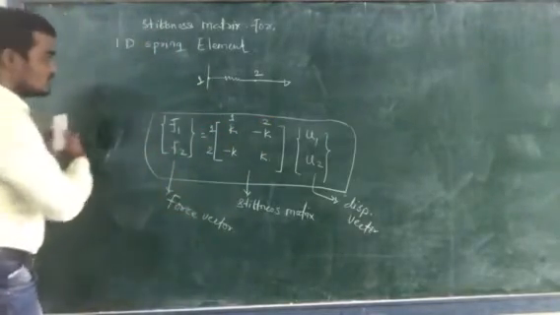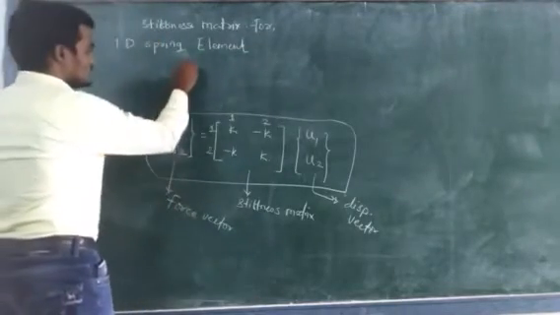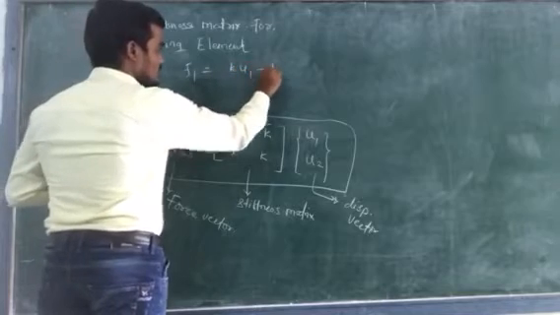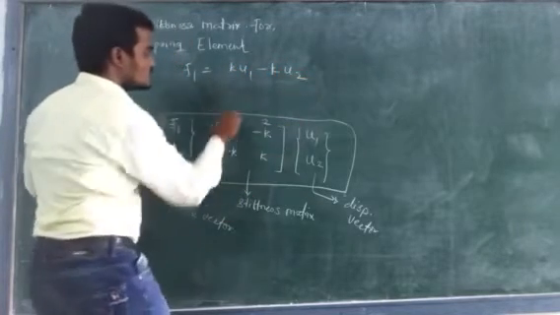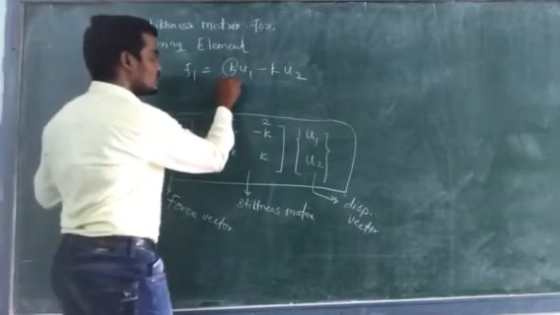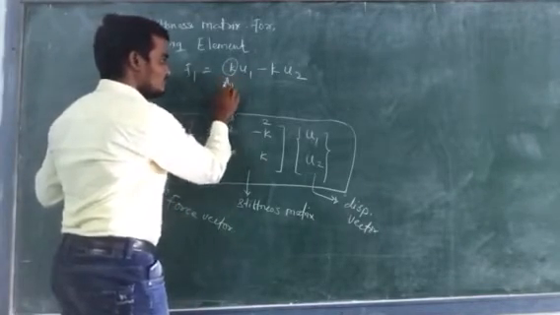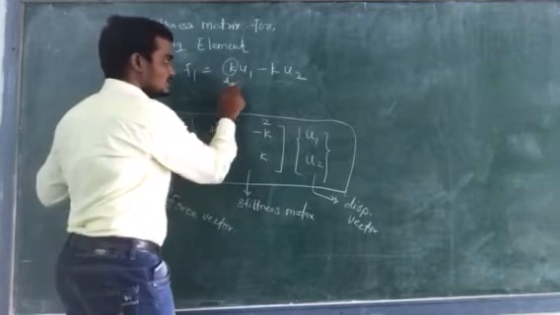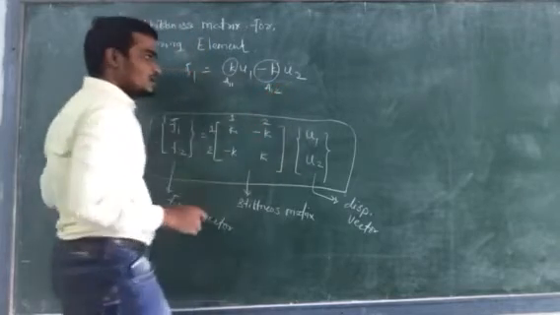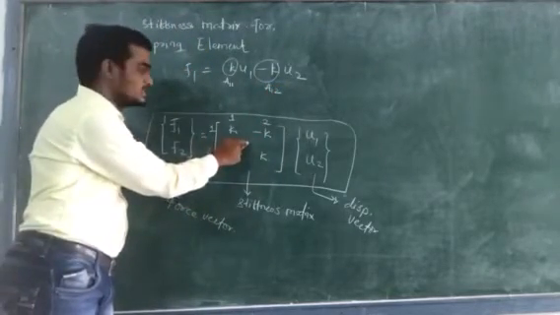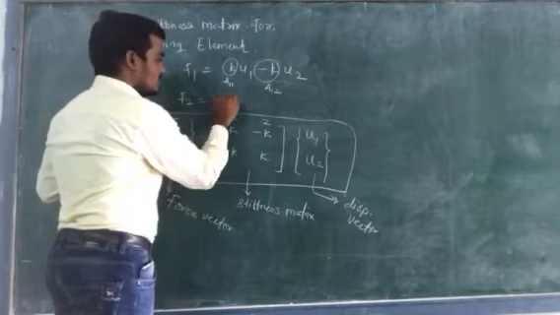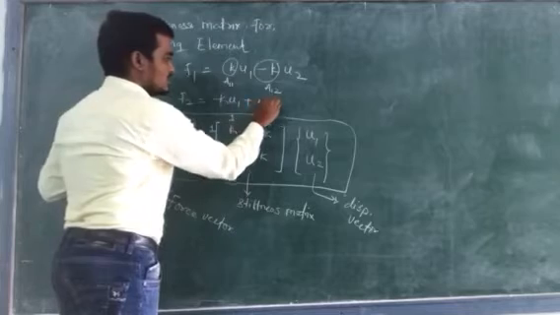Actually, these two equations are nothing but F1 is equal to k times u1 minus k times u2. So this parameter is nothing but your A11 position of the matrix. This parameter is nothing but your A12 position of this stiffness matrix. Similarly, F2 is equal to minus k times u1 plus k times u2.